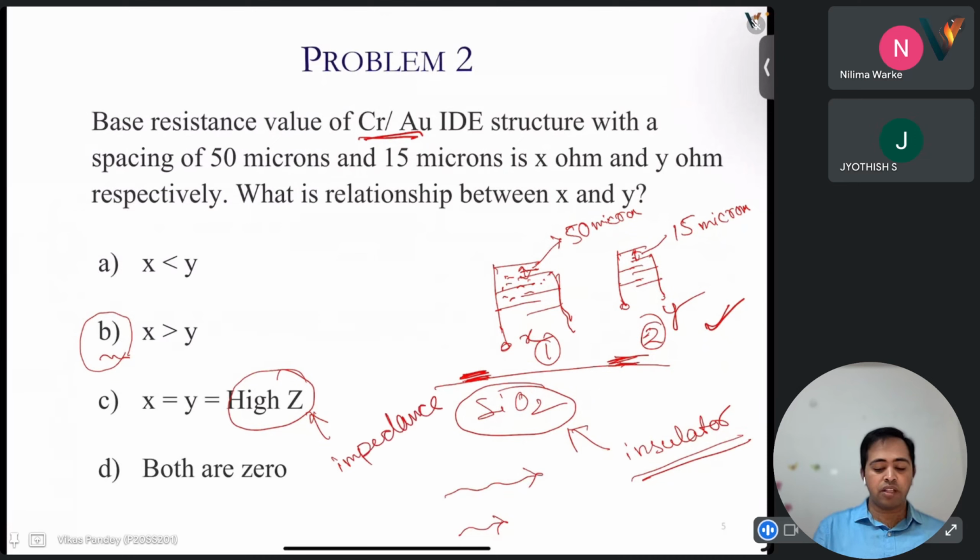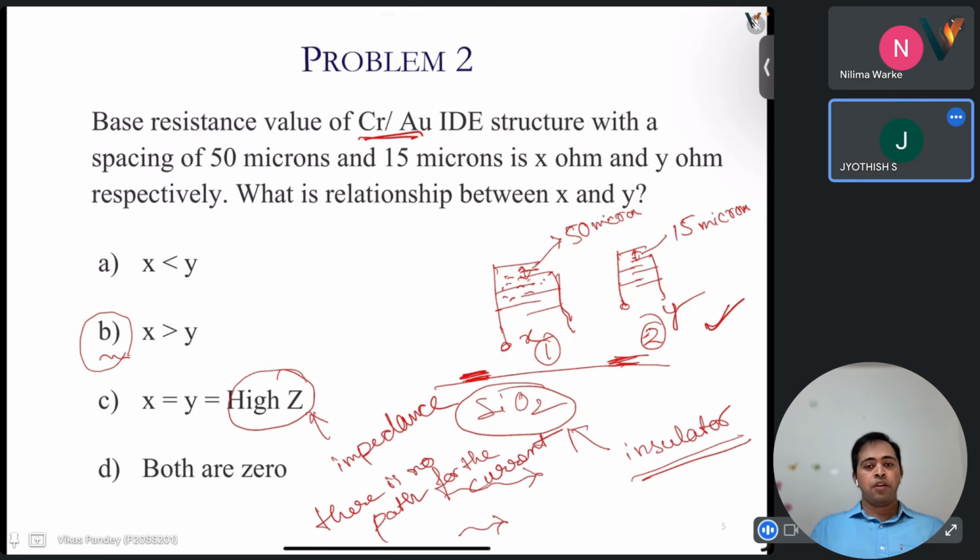And why is it so? Because there is no path for the current. Fine. Any doubt in this? No, sir. Clear? Whenever we have open wires, like two wires that are not connected and are lying at some distance, what is the current or resistance between them? The current is zero and resistance is very high. Almost the whole current is being stopped. That is why it is very high. The similar thing is here.